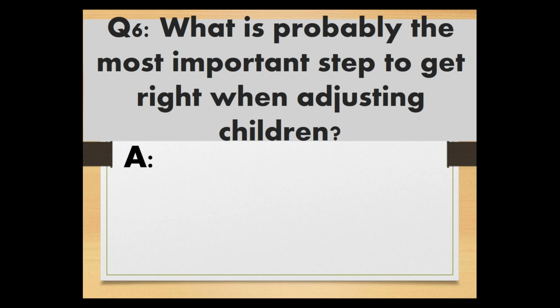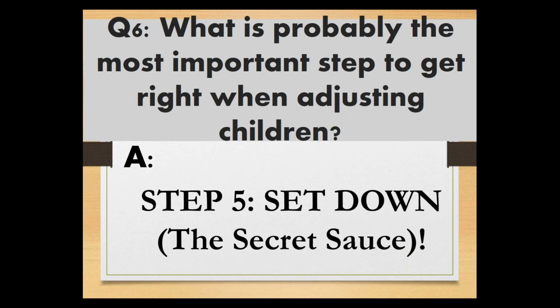So what is probably the most important step to get right when adjusting children? Most everybody got this right, but if I was going to do one thing, it would be the set down. If you can't get the child on there that well, or they keep bringing their arm up, or they're crying, or whatever it takes, in the end I'd make sure that set down is complete and full.